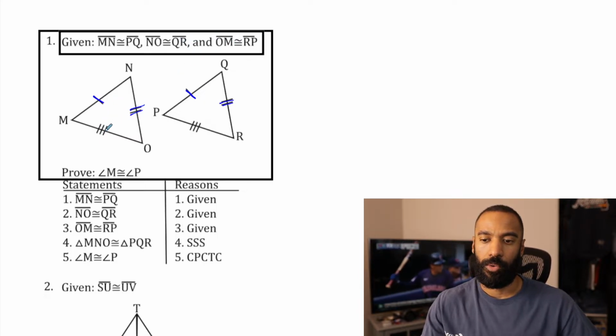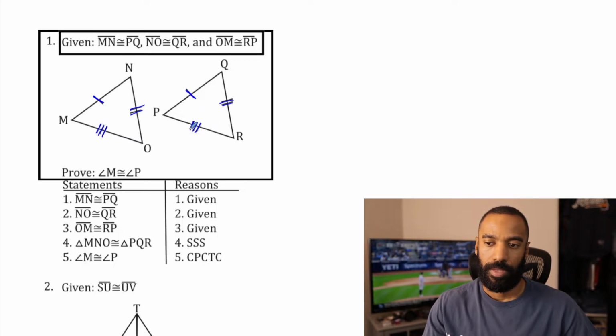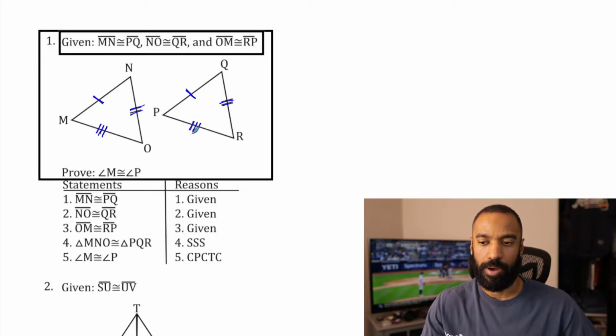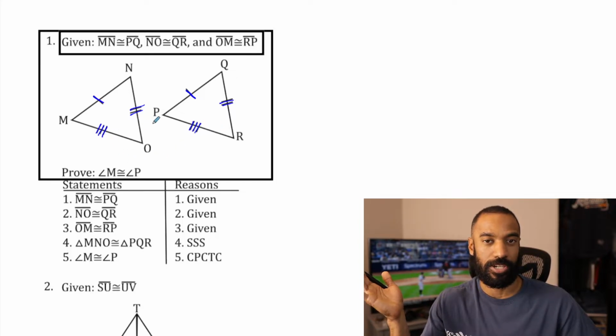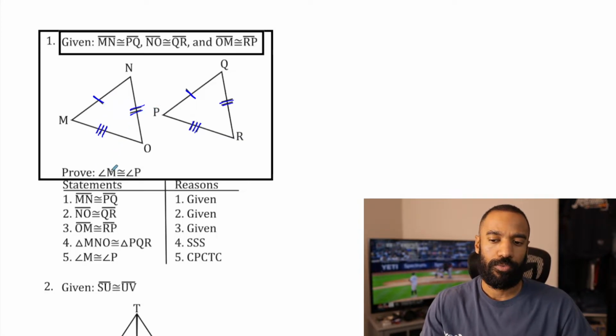And then segment OM is congruent to segment RP right here. So 3 tick marks again to indicate those. And you can totally tell that they correspond in the way that they had them face the same direction. That is not something you always get the luxury of having. Now they're asking us to prove that angle M is congruent to angle P.